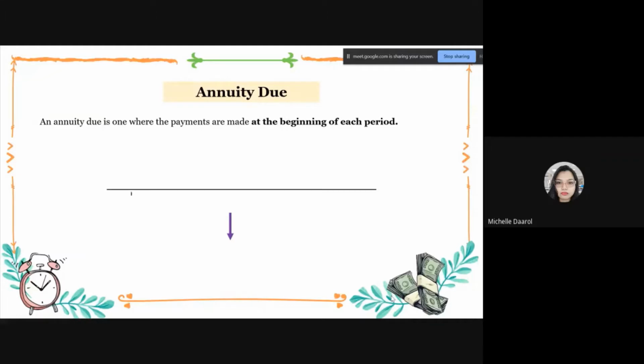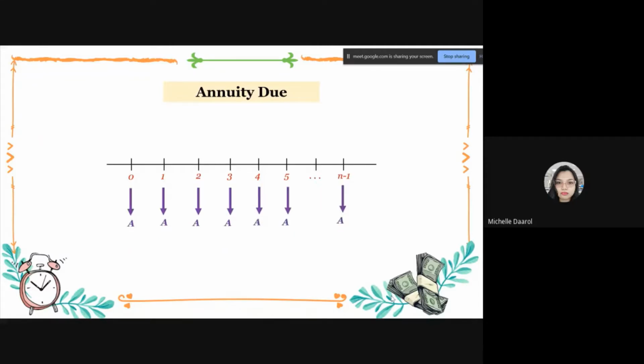So how does it differ from ordinary annuity? Remember, in ordinary annuity, the payment is made at the end of each period. In annuity due, the payment is made at the beginning. In ordinary annuity, we start when n is 1. In annuity due, the payment starts when n is 0. For example, you borrow now, and you also pay now.